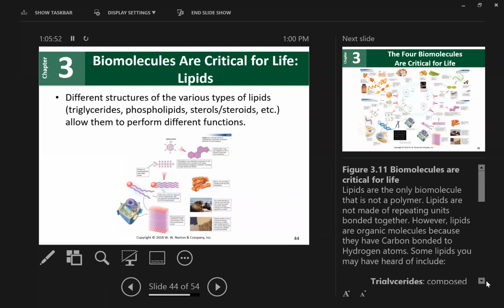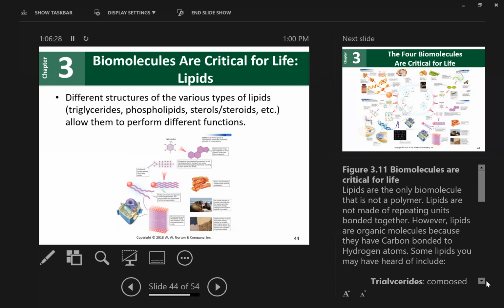And then finally, we come to the macromolecule lipid. So different structures of various types of lipid, triglycerides, phospholipids, steroids, they all allow them to perform different functions. So when we talk about fats, people tend to have the reaction of "fats are not good for you, and we want to reduce fats." So fat is going to be your long-term energy storage.